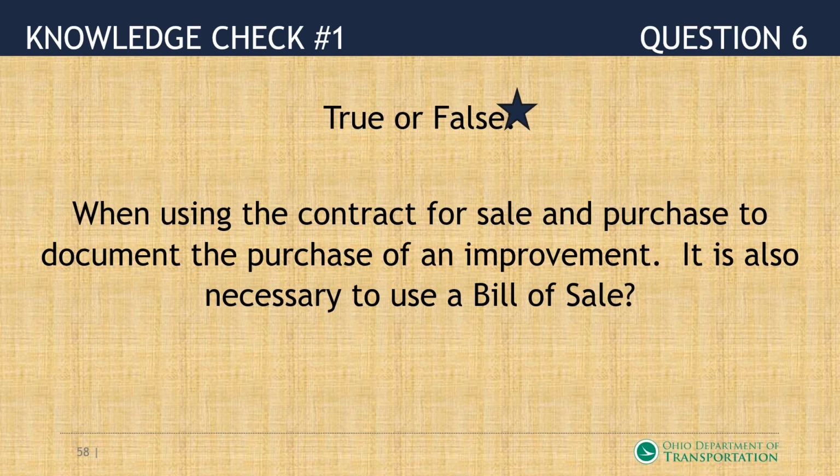All right, so the answer is false. Just a quick refresher: if we're using the contract for sale and purchase, we know right off the bat that it was a purchase from a fee owner and it was a fee simple purchase. I wanted to refresh your memory because the voting was split. Contracts from a fee owner are automatically WD or WL, and we do not have to use a bill of sale for a purchase from a fee owner because that improvement is included in the contract for sale and purchase. So I hope that helps.